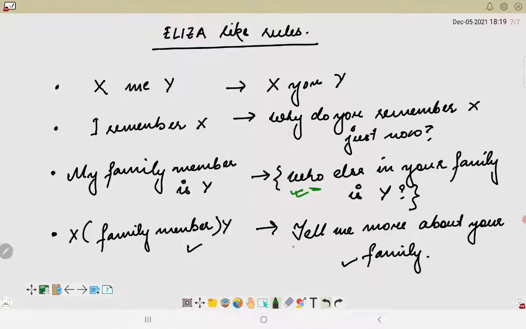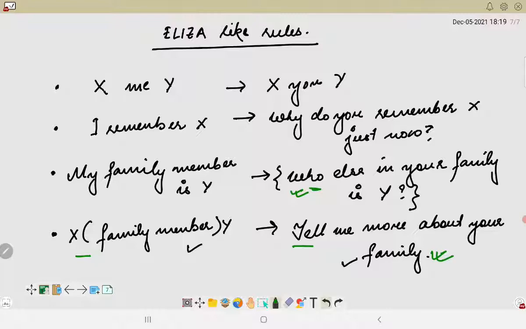Or suppose I have a rule saying, tell me more about your family. So it could be X is a family member of Y. And then you can have another sentence which says my father is 50 years old, or my mother is 60 years old, or my brother goes to school. All these are about your family. So a large number of sentences could be matched against just one single rule which we have used in ELIZA.